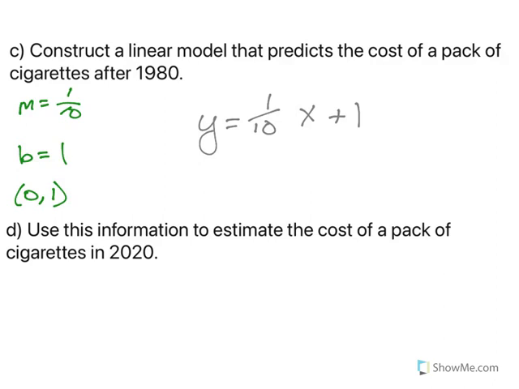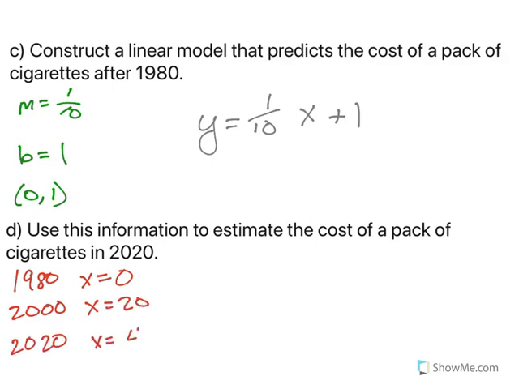Now we can use that information to estimate the cost of a pack of cigarettes in the year 2020. Okay, remember that in 1980, x was 0. In 2000, x was 20. So in 2020, another 20 years later, x is going to be 40. Substitute that in. So y equals 1/10 times 40 plus 1.